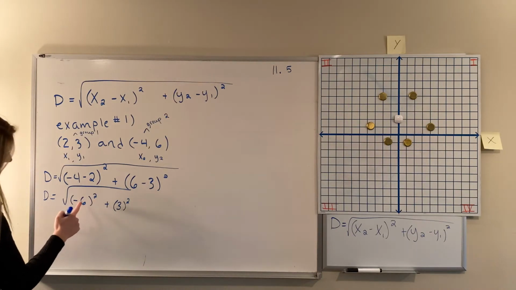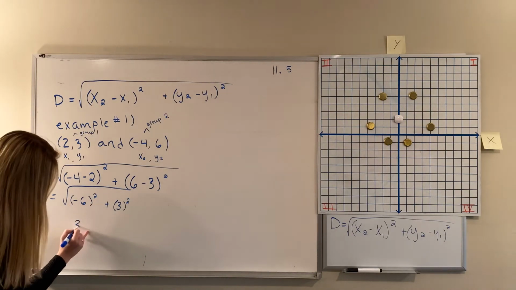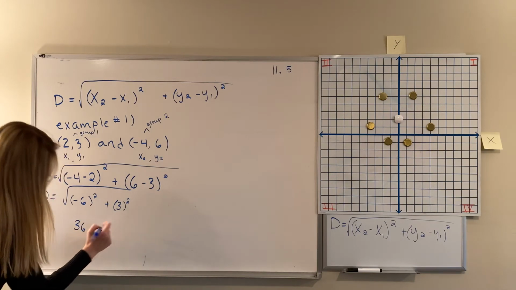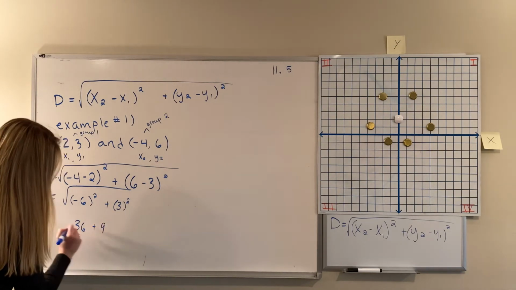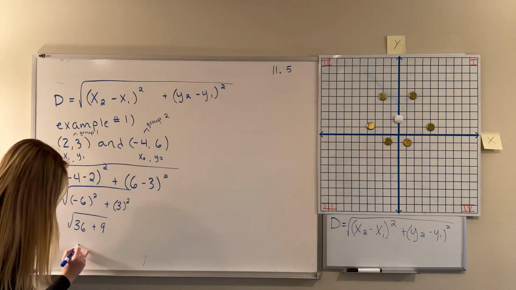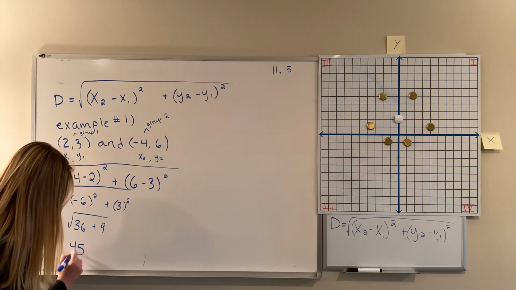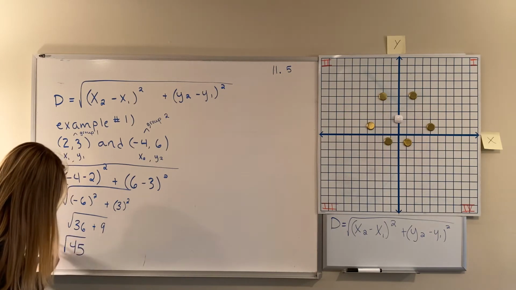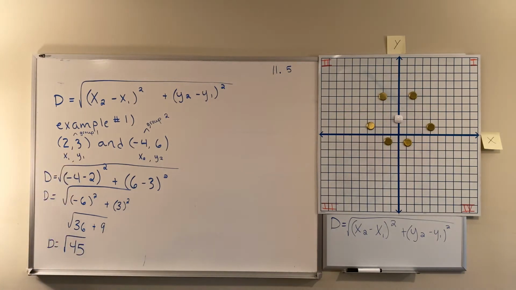-6 squared is positive 36. Plus 3 squared is 9. All still within our parentheses. 36 plus 9 is 45. So far we have d is equal to the square root of 45. But do we want to leave it as the square root of 45? No, because that can be simplified.